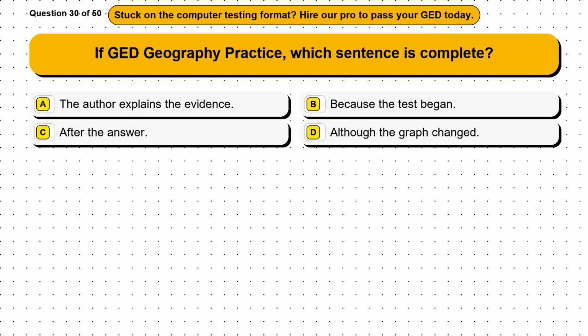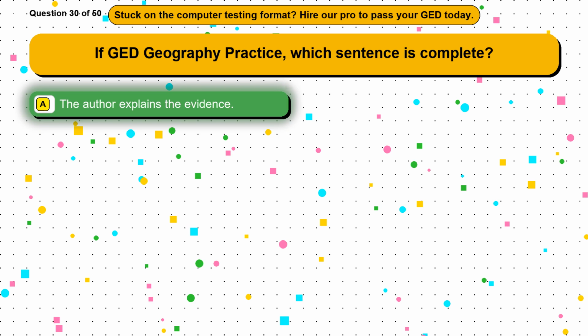Question 30. If GED Geography Practice, which sentence is complete? Option A. The author explains the evidence. Option B. Because the test began. Option C. After the answer. Option D. Although the graph changed. The correct answer is option A. The author explains the evidence.